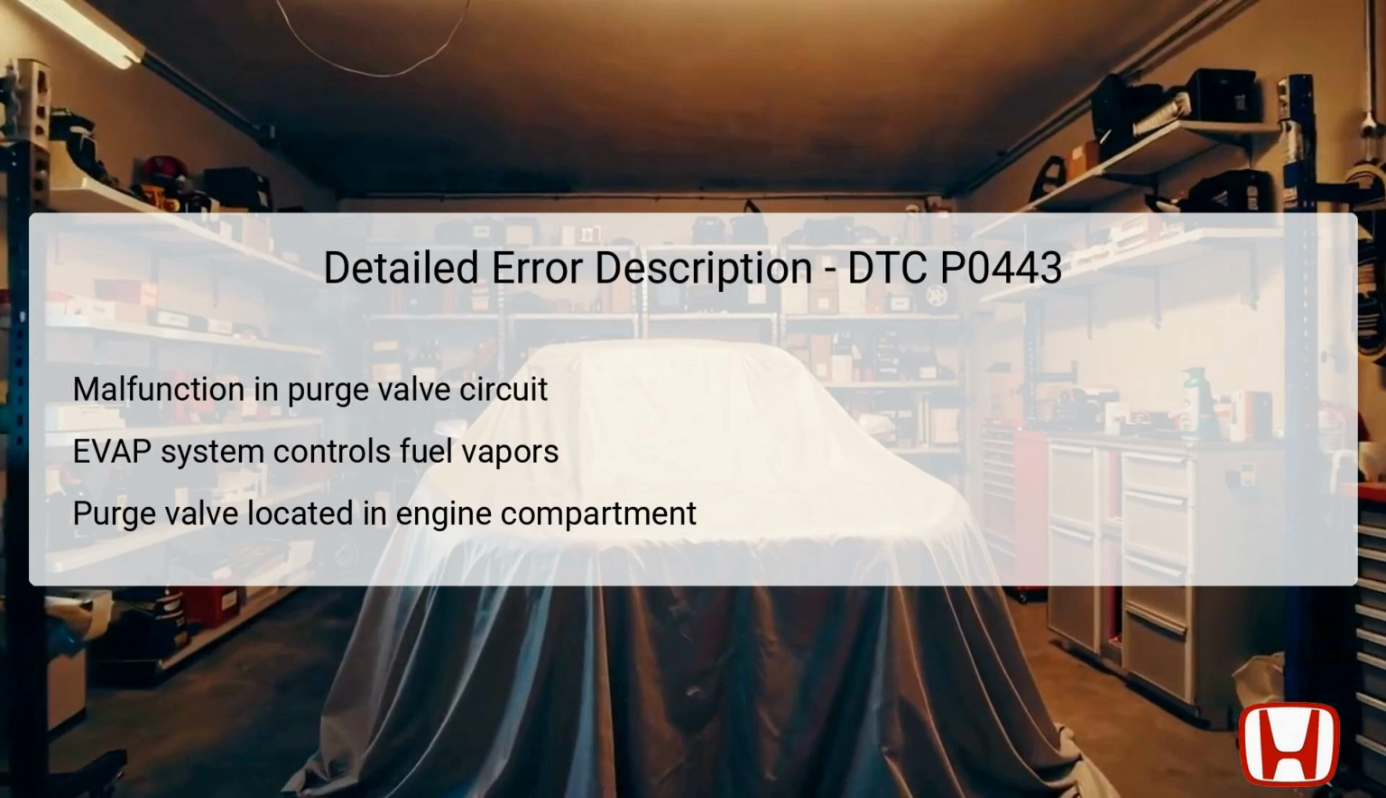Its primary role is to regulate the flow of captured fuel vapors from the EVAP canister into the engine. If there's a malfunction in this circuit, it may prevent proper vapor flow, leading to potential performance issues or increased emissions. Accessibility to this component in the engine setup also allows for more straightforward diagnostics, enabling technicians to determine if the valve or its associated wiring is faulty.